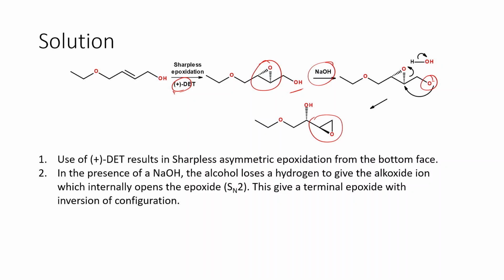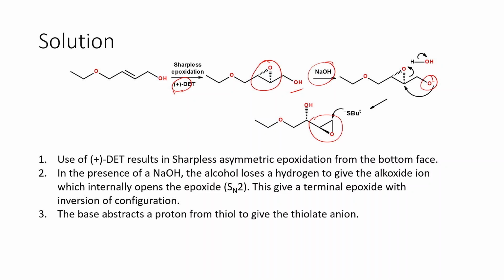So from which side will it attack? It is an SN2 attack. So that means the oxide can only attack from the opposite side of where the epoxide oxygen is present. So the oxide anion attacks from the top face and the epoxide opens up, and we end up with the epoxide as shown here. So this is the first step that will happen.